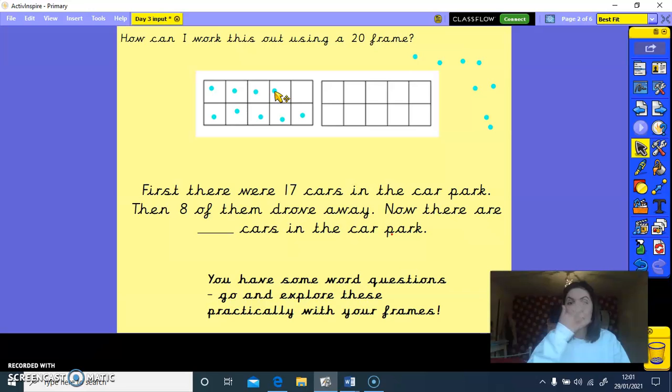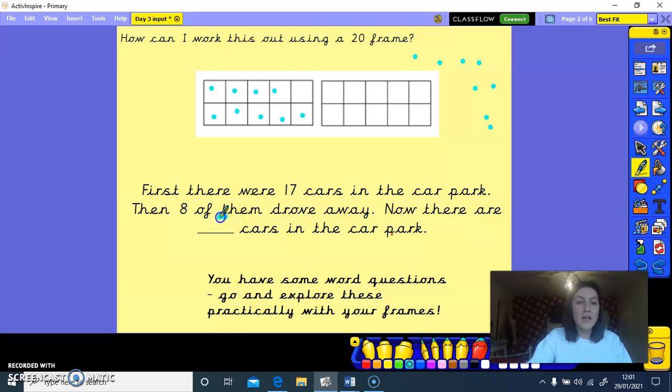I got a bit distracted then because mine have all got stuck together. Let's just make sure I took away 8. 1, 2, 3, 4, 5, 6, 7, 8. Sorry, my dots all got caught together. So I've taken 8 away. So how many am I left with now? How many have you got in your 20 frame? Let's have a count and see. 1, 2, 3, 4, 5, 6, 7, 8, 9. So the answer is 9. First there was 17. Then 8 cars drove away. Now we are left with 9.